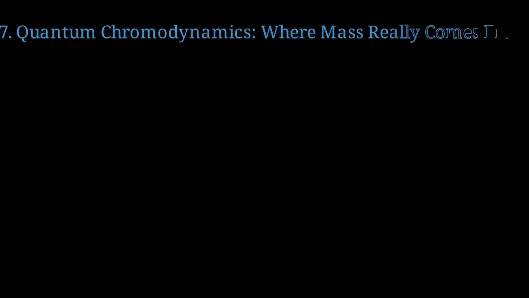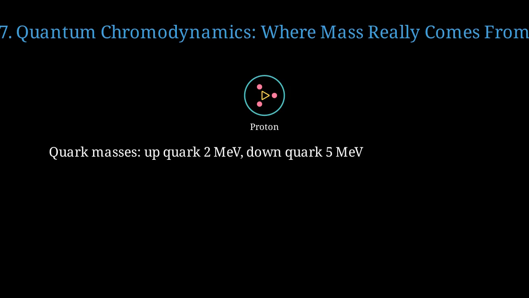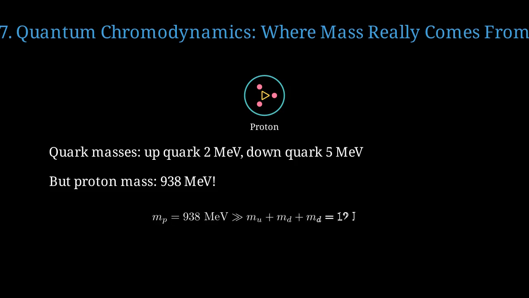For ordinary matter, most mass comes from the strong nuclear force. A proton contains 3 quarks bound by gluons, the carriers of the strong force. The up quark has a mass of about 2 mega-electron-volts, the down quark about 5 mega-electron-volts. Yet the proton has a mass of 938 mega-electron-volts. Where does this huge mass come from? The proton mass is 938, vastly greater than the sum of its quark masses, which is only 12.